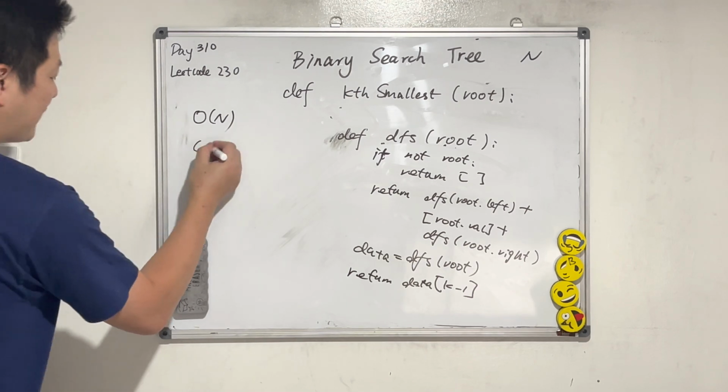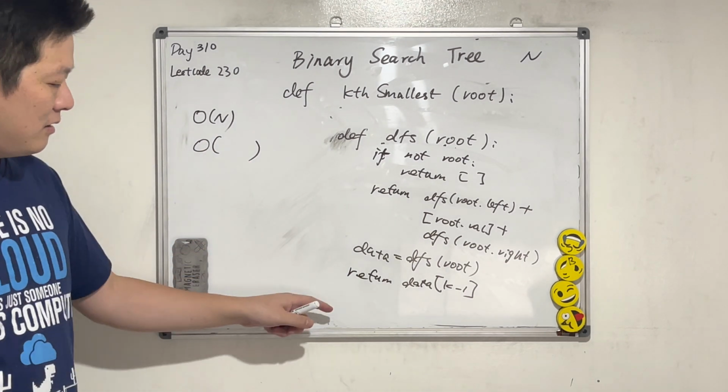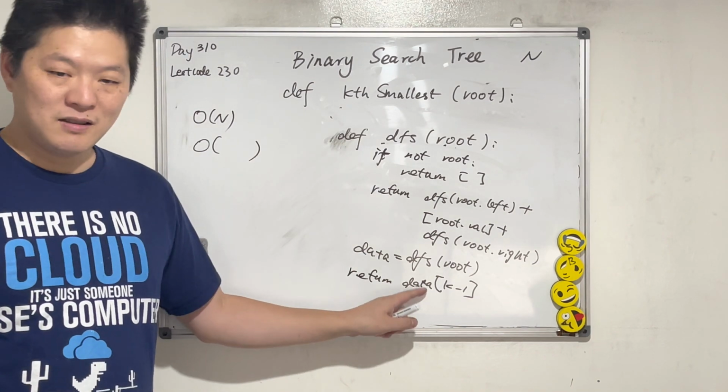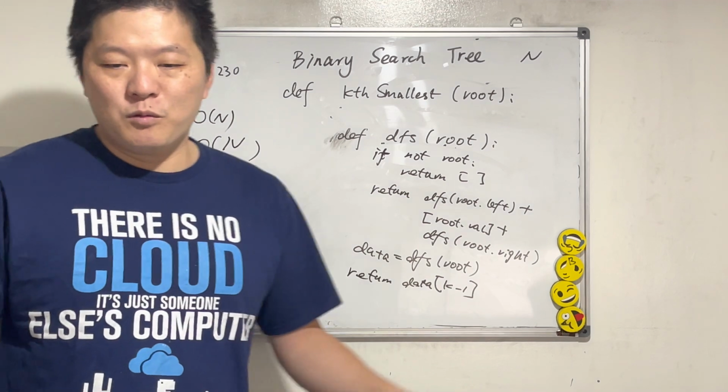What's the space complexity? Anyone? O(N), yeah, still. Okay, so this is O(N).